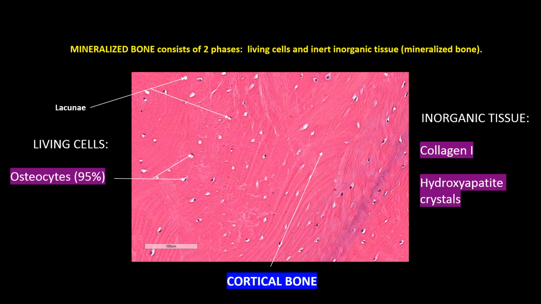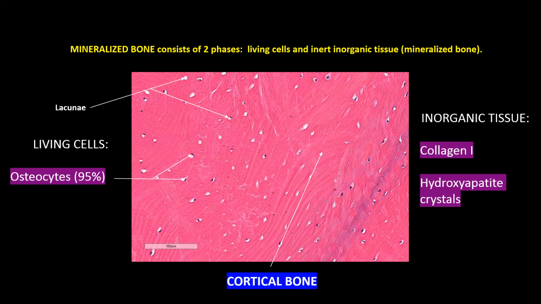Bone consists of two phases, living cells and inert inorganic tissue called osteoid. The image is an H&E slide of cortical bone, stained pink by the eosin. 98% of the specimen is mineralized bone, and 2% is small, clear spaces called lacunae. The cells are osteocytes living in the lacunae.